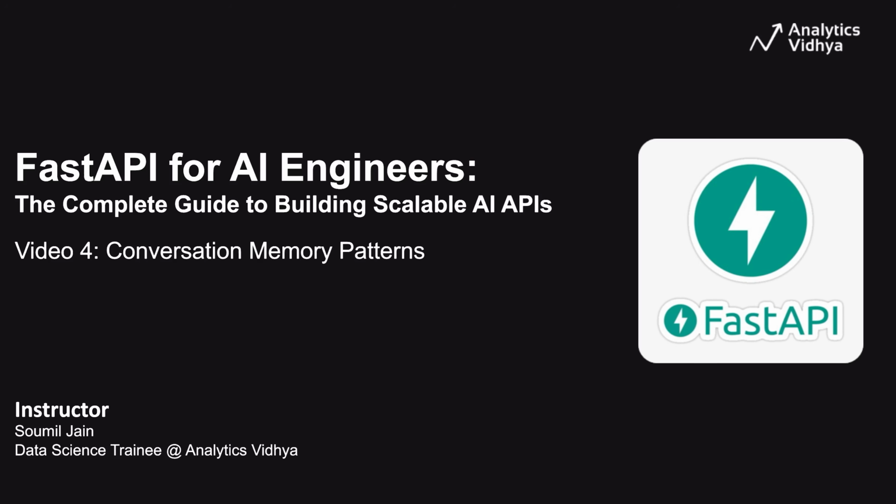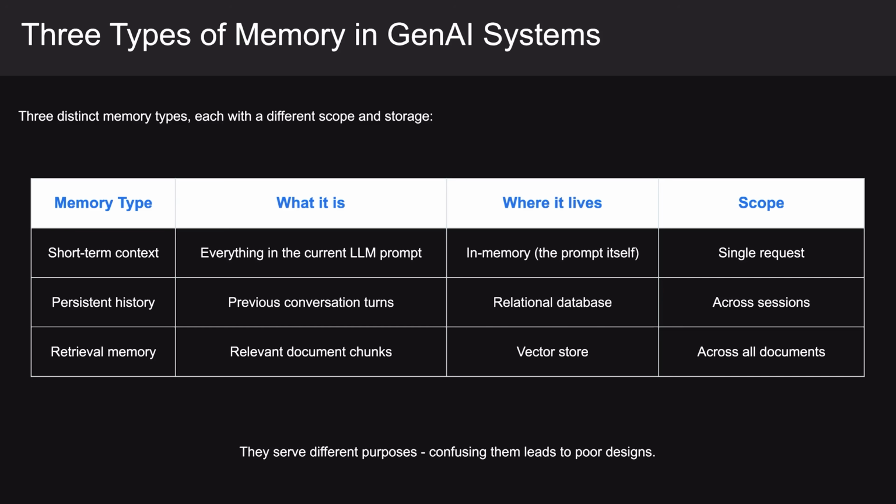Let's break them down. There are three types of memory in a GenAI system, and they're easy to mix up. Short-term context is everything inside the LLM's prompt window for one request. The system prompt, the recent conversation turns, and the retrieved chunks. It exists only for the duration of that single request. Persistent history is the conversation stored in your database, turns from previous requests that you selectively load and inject into the prompt.